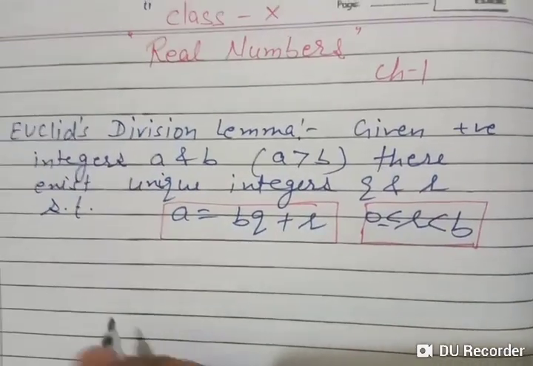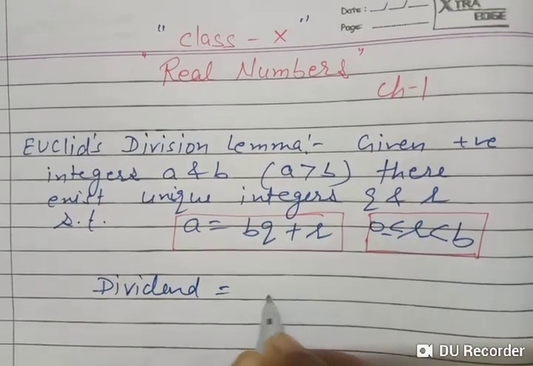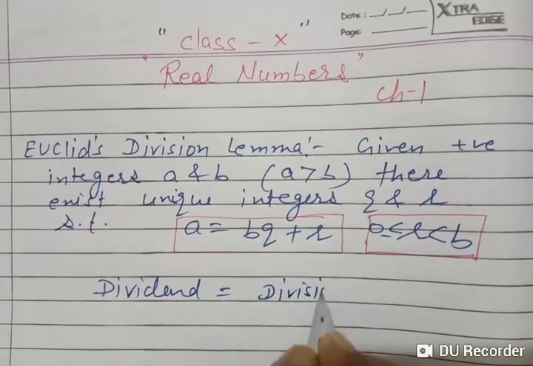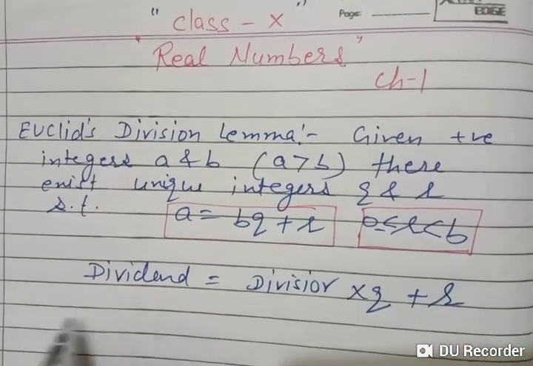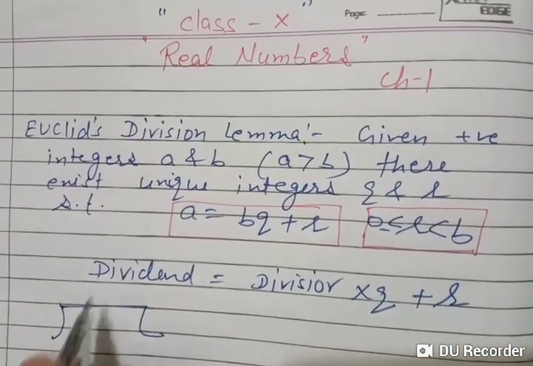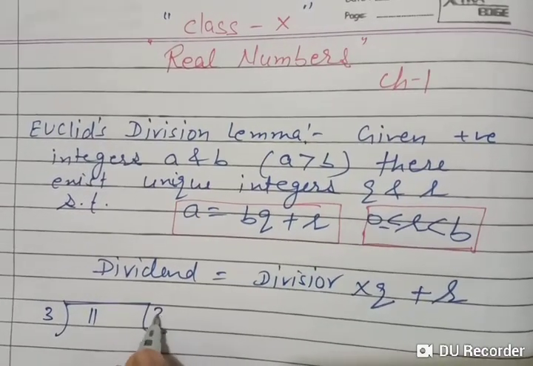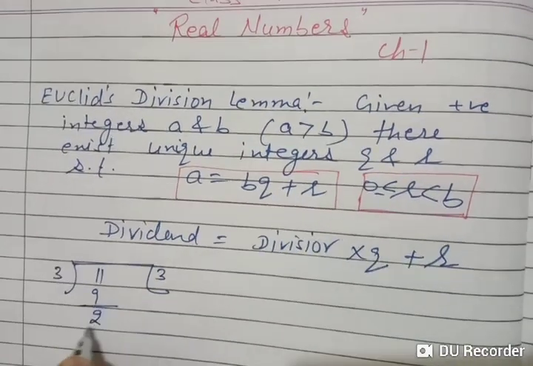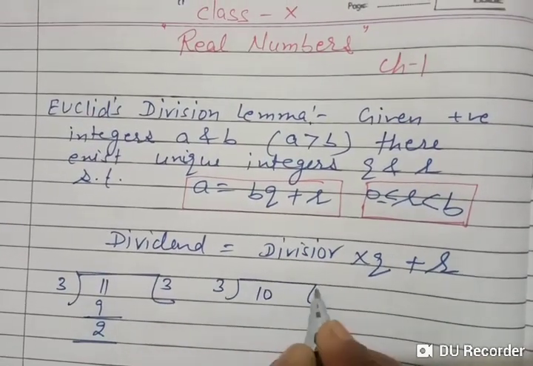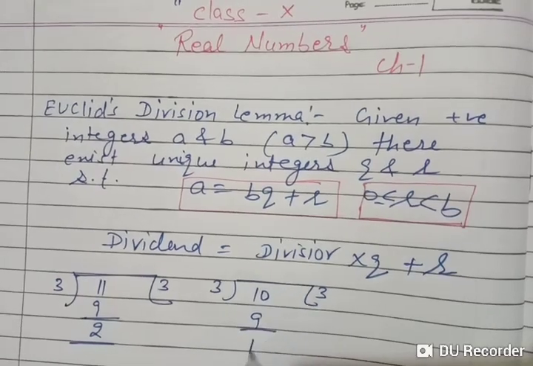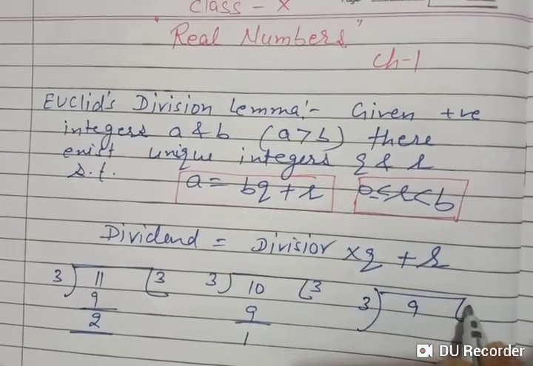If you remember, you have done in your lower classes that dividend is equal to divisor into quotient plus remainder. I am taking one very easy example. Suppose I divide 11 by 3. 3 3s are 9, what is left? 2. Now suppose I take 10. 3 3s are 9, what is left? 1. Suppose I take one more, 9. So 3 3s are 9.